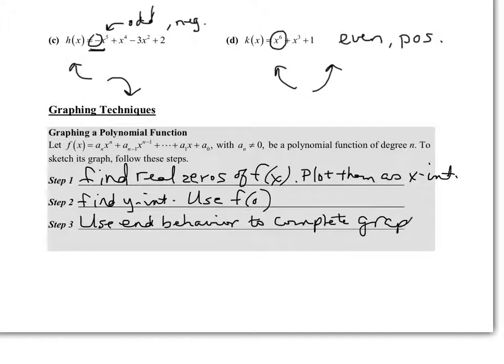So here's what we will be able to do. We'll be able to get a general idea of the shape. We're going to know what happens on the ends. We're going to know where the x-intercepts are. What we're going to be guessing at will be where those turning points occur. And we'll do the best job we can with it. But if I gave you some graphs to choose from, if it were multiple choice, I believe you would be able to choose the right one.